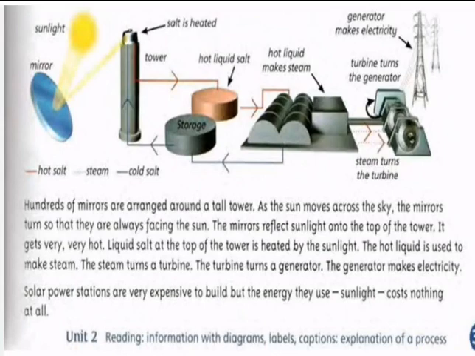Solar power stations. Hundreds of mirrors are arranged around a tall tower. As the sun moves across the sky, the mirrors turn so that they are always facing the sun. The mirrors reflect sunlight into the top of the tower. It gets very, very hot. Liquid salt at the top of the tower is heated by the sunlight. The hot liquid is used to make steam. The steam turns a turbine. The turbine turns a generator. The generator makes electricity. Solar power stations are very expensive to build, but the energy they use, sunlight, costs nothing at all.